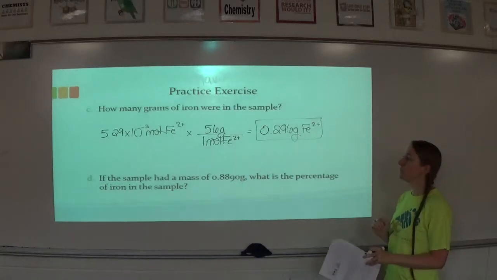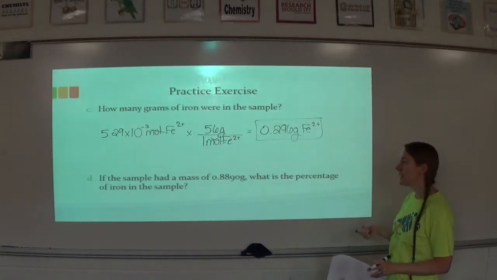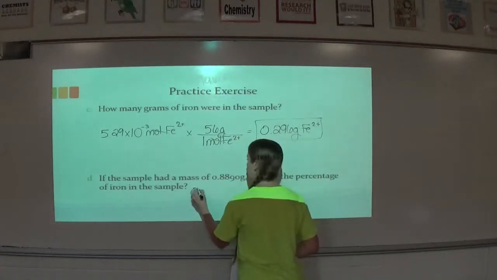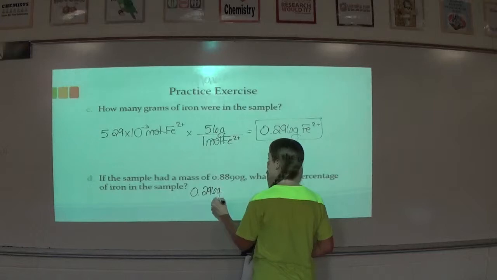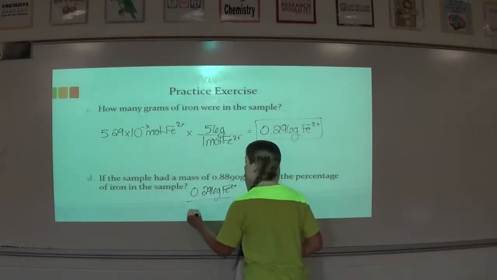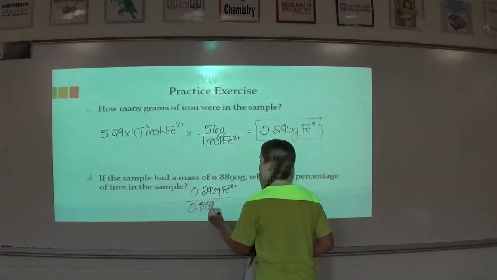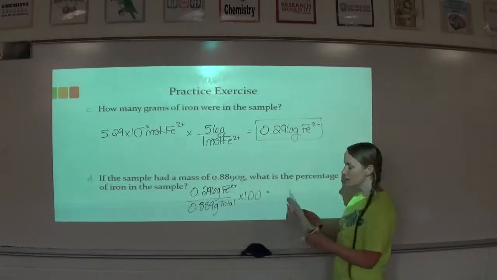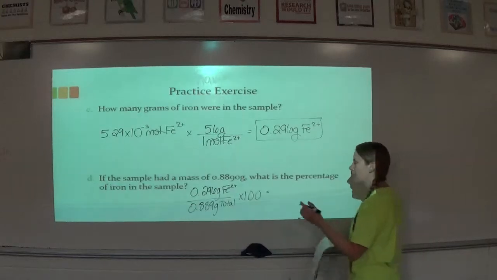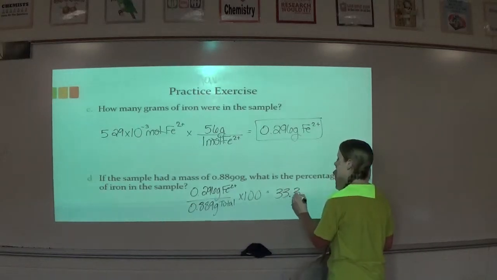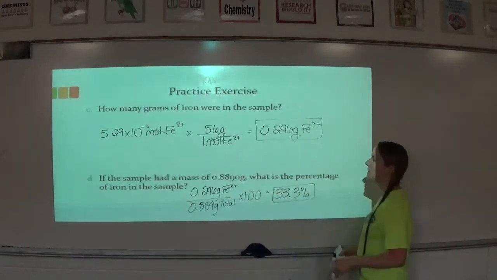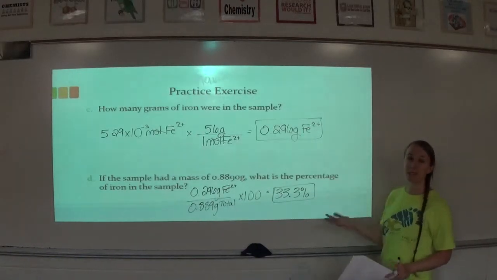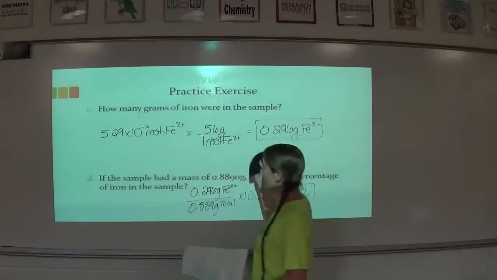All right, then it says, if the sample had a mass of 0.889 grams, what is the percentage of iron? So this is just like the one we just did. We take our iron, 0.296 grams of iron, and put it over our total, 0.889 grams total. Then to make it a percentage, we do times 100. Once I did all that, I got about 33.3, and then my unit is percentage. See, this is one where it broke it up into 4 different questions, just to go step by step. So hopefully you got that right.